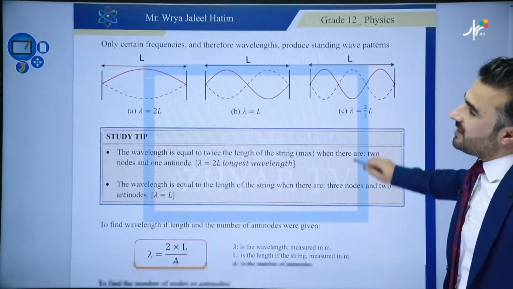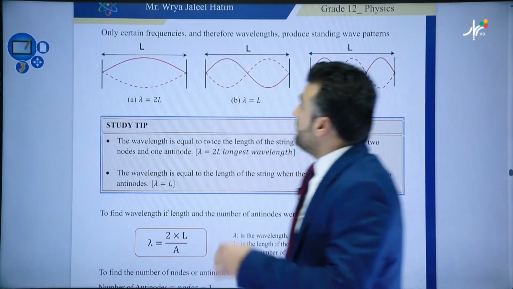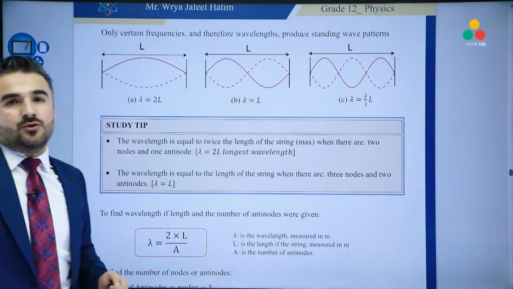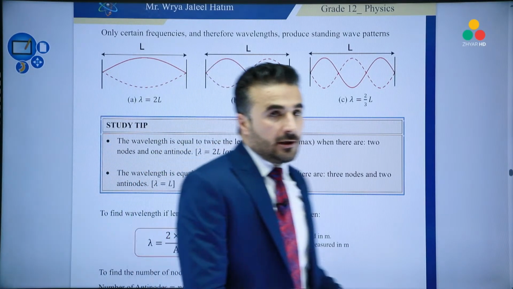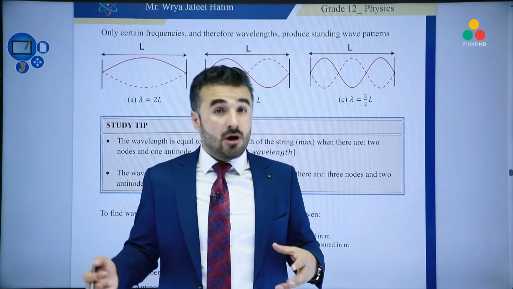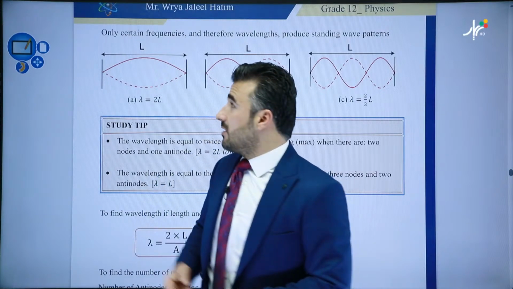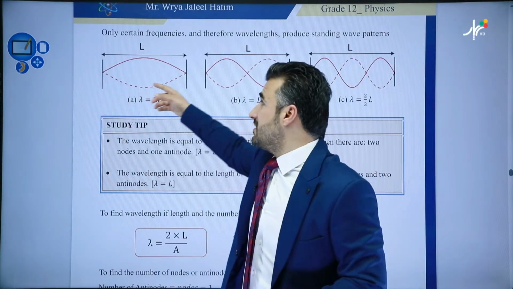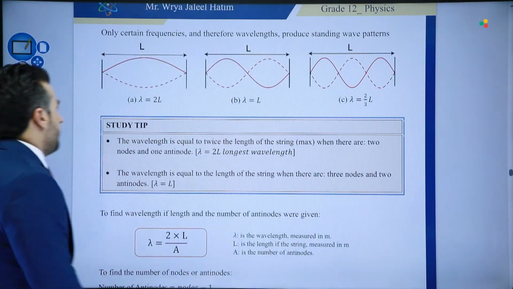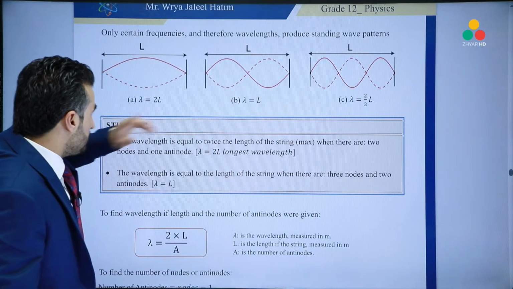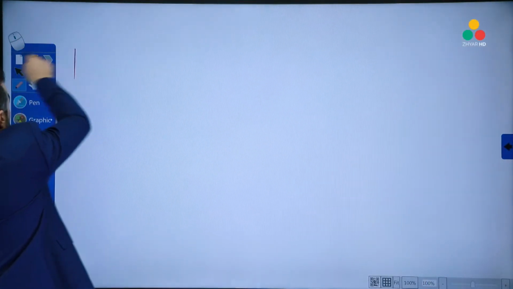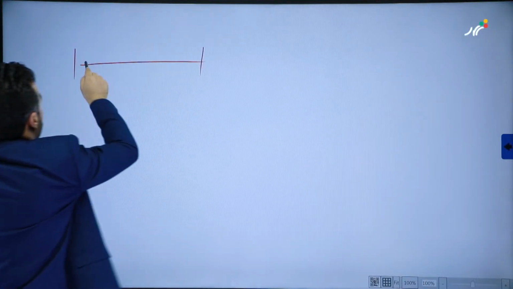Okay, next we have, take a look at this. Only certain frequencies, and therefore you can say wavelengths, produce standing waves. What do you mean by this? We said earlier that as long as the two ends of, let's say, the string are nodes, of course we can have a standing wave, yeah? So one of the simplest standing waves that you have is that case. Let me take you to the whiteboard and talk about this in a little bit more detail. So let's say we have a wave like this, yeah?